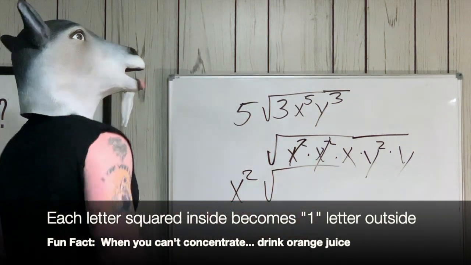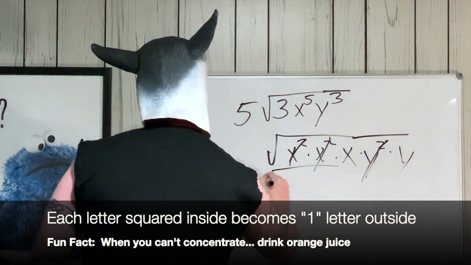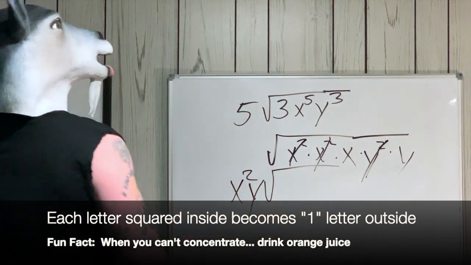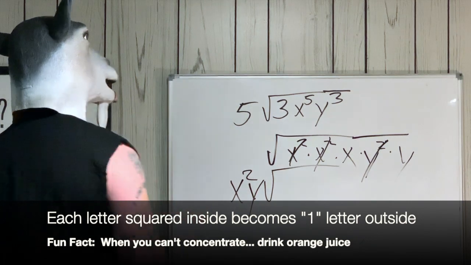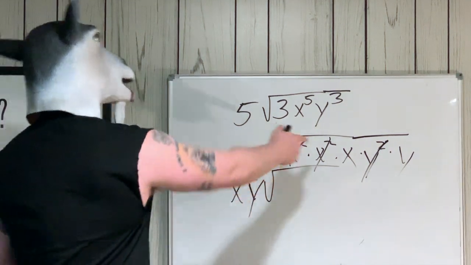And what can I pull out for the y's? Just the 1. And we got 1 y here, right? So we pulled out 2 x's. So we had the x squared, and we pulled out 1 y. All right? Now, what's left inside? We got an x and a y.